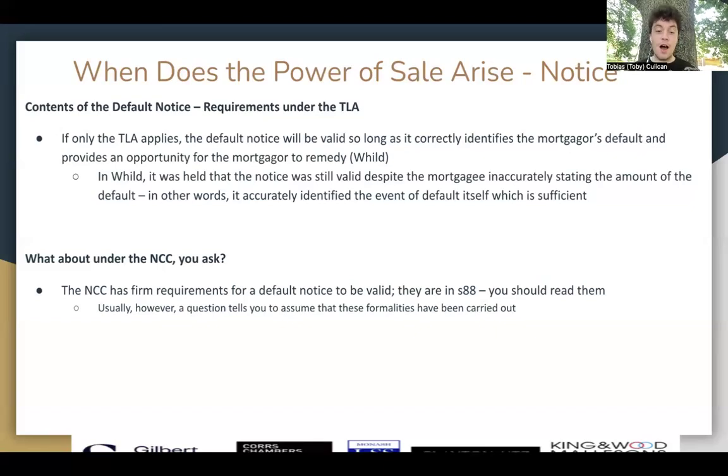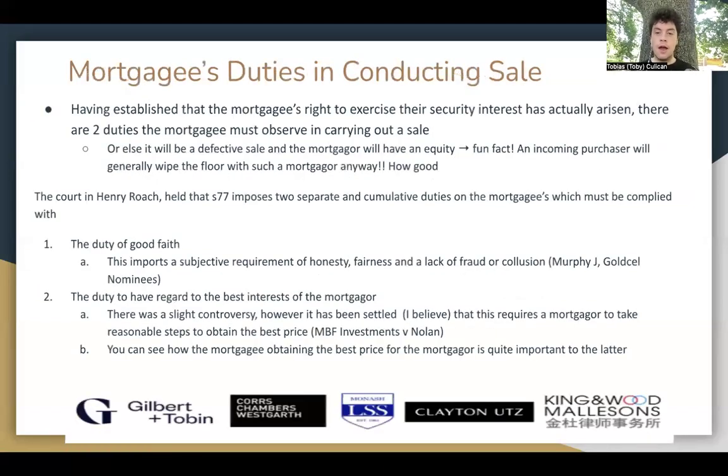Cool, but I really don't want to give out bad advice here. I've never used it. I did lots of practice exams, so I would have seen it, but it usually just says, oh yeah, the notice, the contents are okay. And then there might be something wrong with the time fixed for the mortgagee's right of sale. Might fix 20 days or something like that.